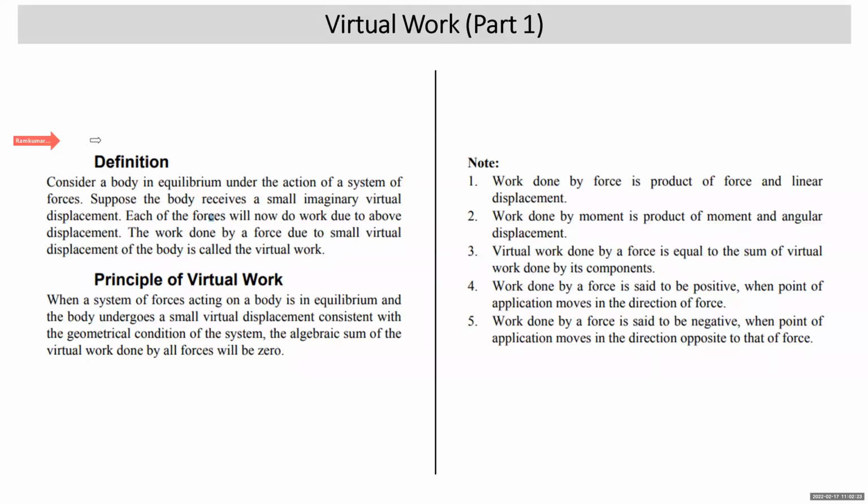Hello students, today we'll take the topic virtual work. This chapter is there only for autonomous institutions. It is not there for Mumbai University students. This virtual work method is an alternate method to solve the problems of equilibrium.